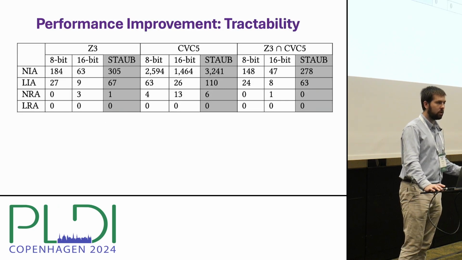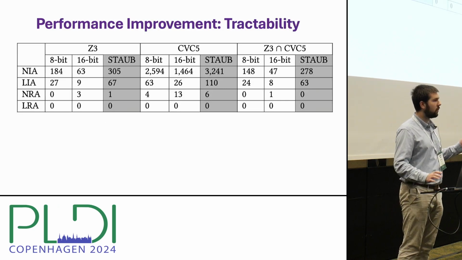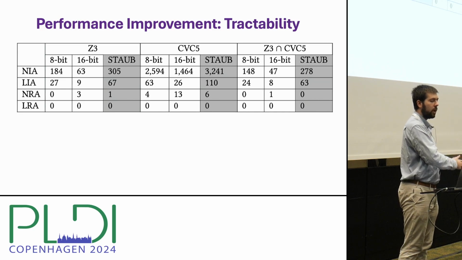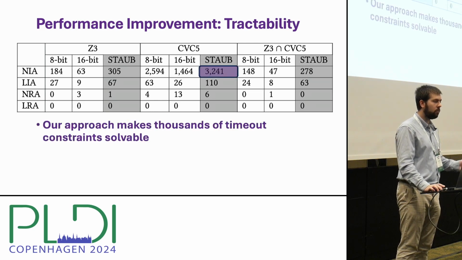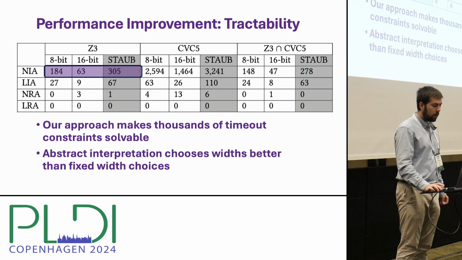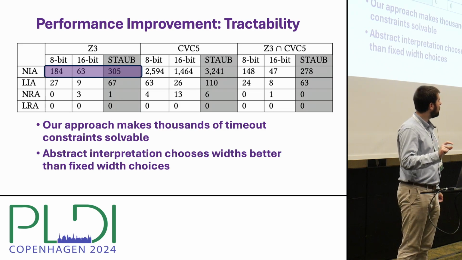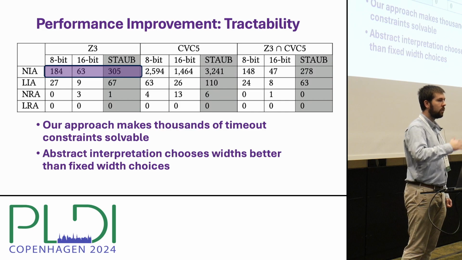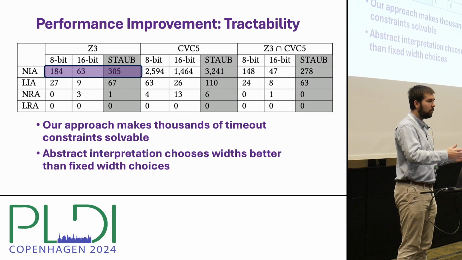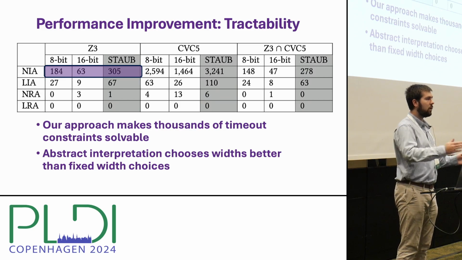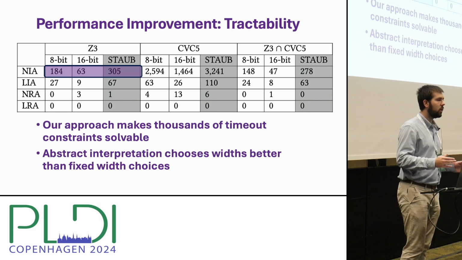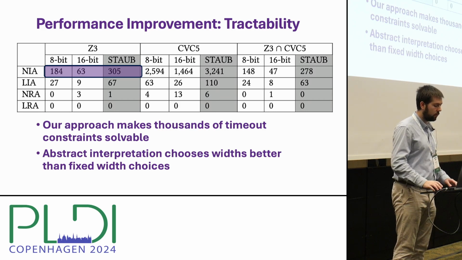So for the performance question, this is a table that shows the number of cases that timed out on a vanilla solver and that our approach was then able to solve within the same time limit. You see that for CVC5, we were able to solve more than 3,000 constraints that it timed out on from the benchmark set. And moreover, if you look at the 3 different columns here, we see that abstract interpretation is really the part that's contributing the most here. If we pick fixed 8-bit widths, we only solve 180 extra constraints. If we pick 16 bits, we only solve 60. But if we use abstract interpretation, we solve 300. So the abstract interpretation approach substantially outperforms any fixed width choice.